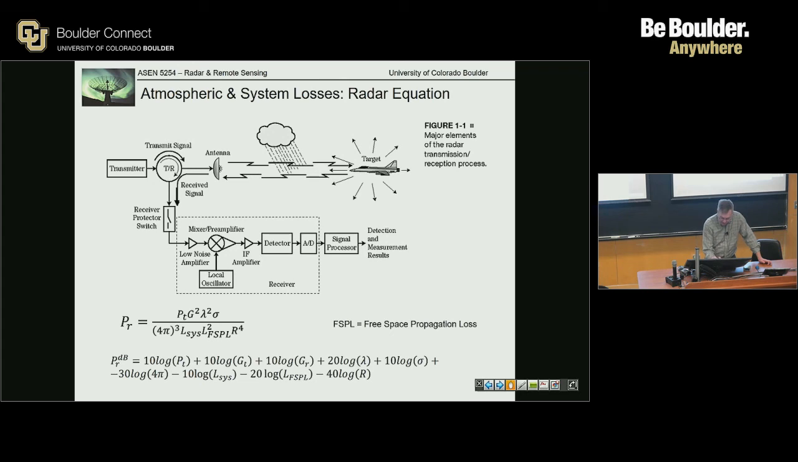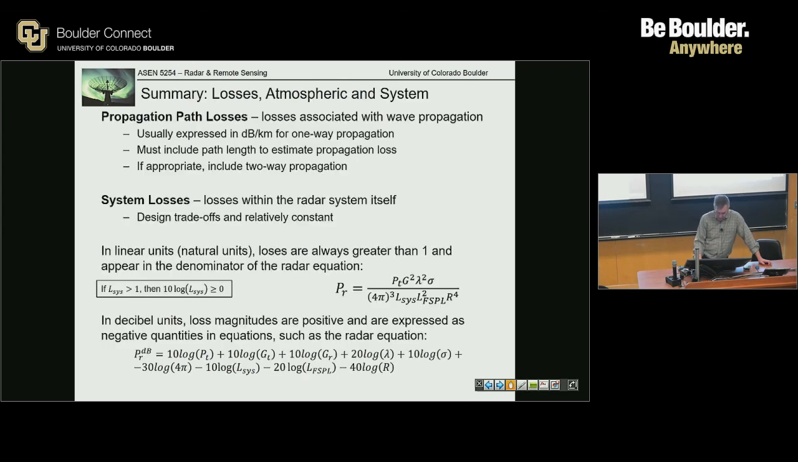And we can add our losses into our radar equation. Losses are usually expressed as one-way propagation losses. You need to know the length of your loss, if it's rain or fog, and then remember that's two-way for a monostatic radar. System losses are inside. They don't depend on the atmosphere. Any questions on losses?